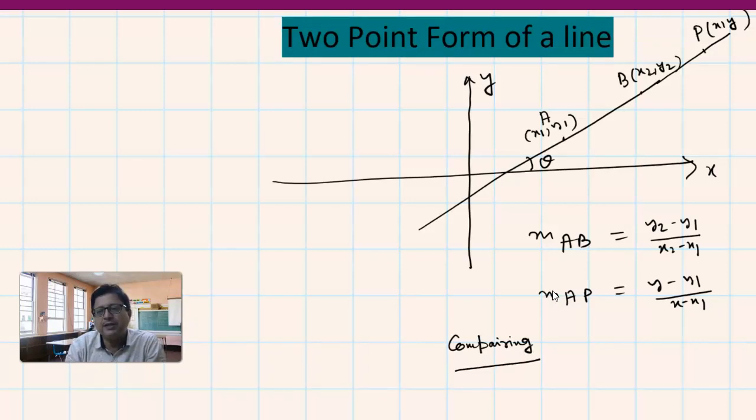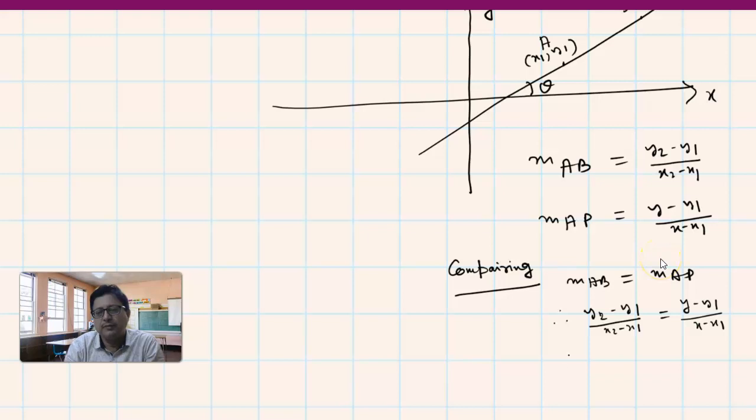So by comparing these two things, because they belong to the same line, MAB equal to MAP. So (y2 minus y1) by (x2 minus x1) will be (y minus y1) by (x minus x1). Therefore, y minus y1 equal to (y2 minus y1) by (x2 minus x1) into (x minus x1).